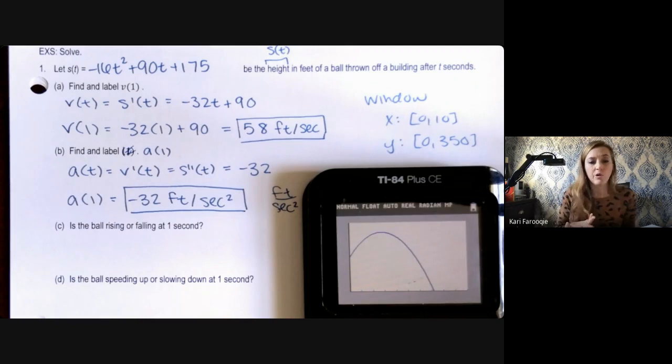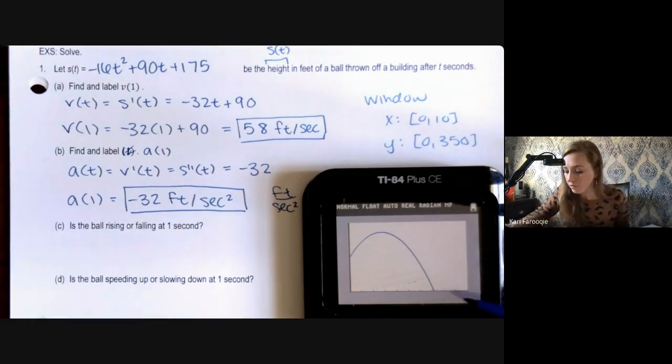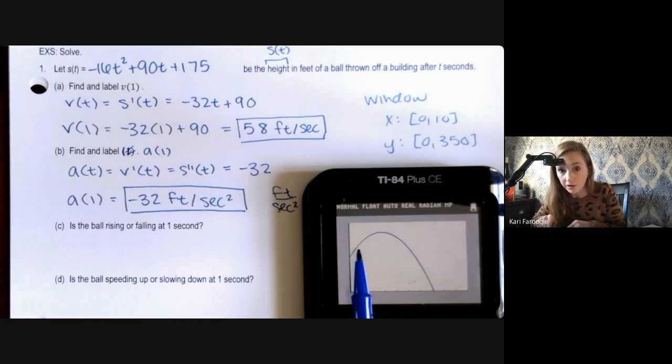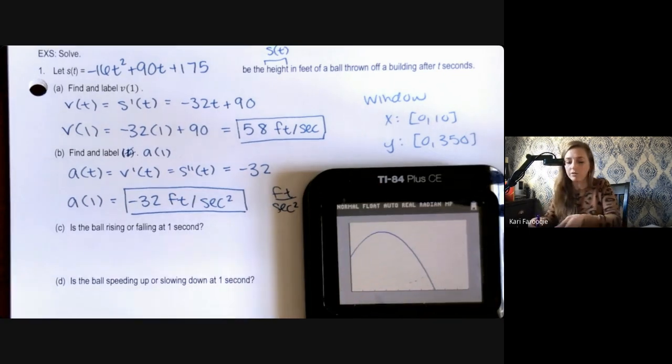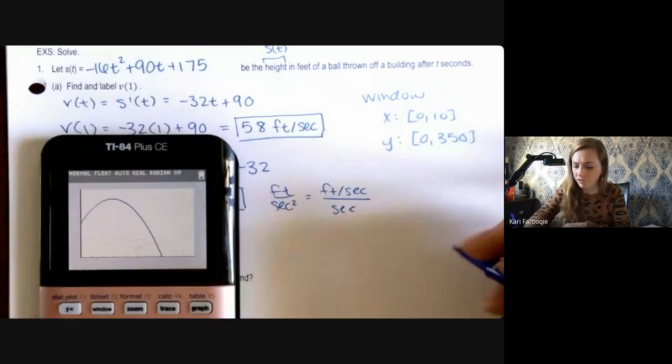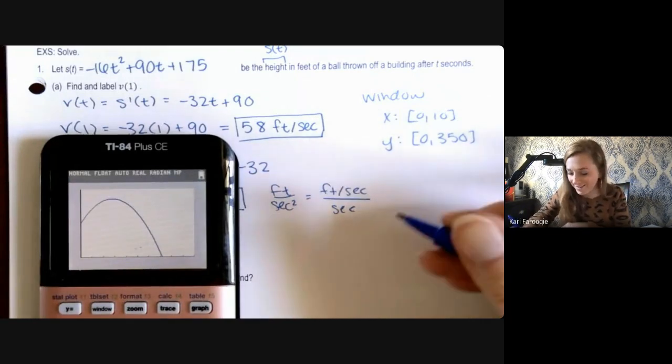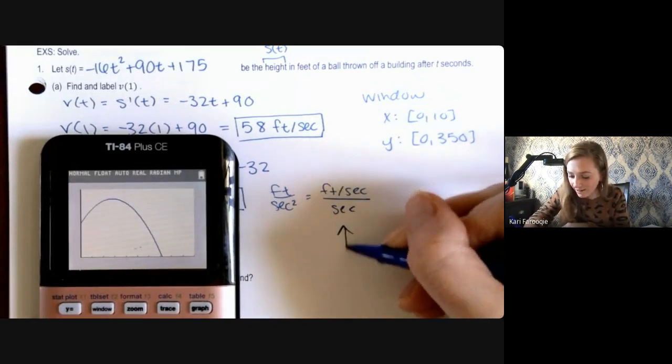Now we were asked about what's happening at 1 second. Looking at the graph, we know that our tick marks on the x-axis are representing seconds, and each tick mark represents 1 second. So what we're seeing here is that at v of 1, we're looking at this point right here on the graph. We can even reproduce this on the page so I can write on it. Don't want to write on my calculator. Not interested in doing that.